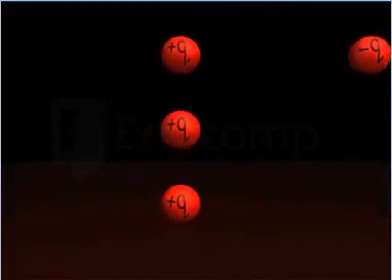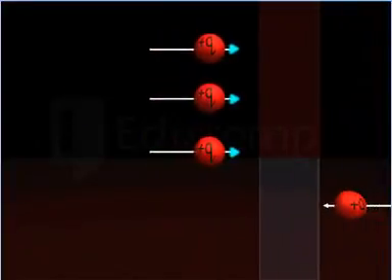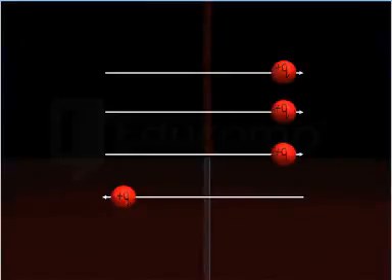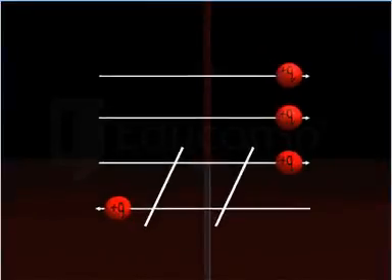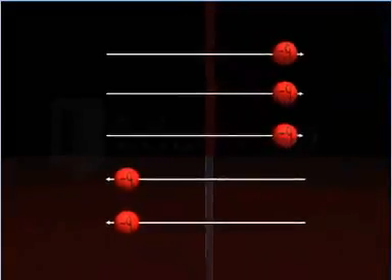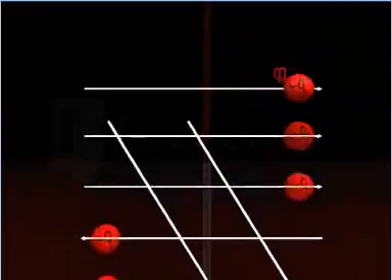The net amount of positive charge Q plus flowing in the forward direction is equal to the total number of forward-moving positive charges minus the total number of backward-moving positive charges. Similarly, it is true for net negative charge Q minus.